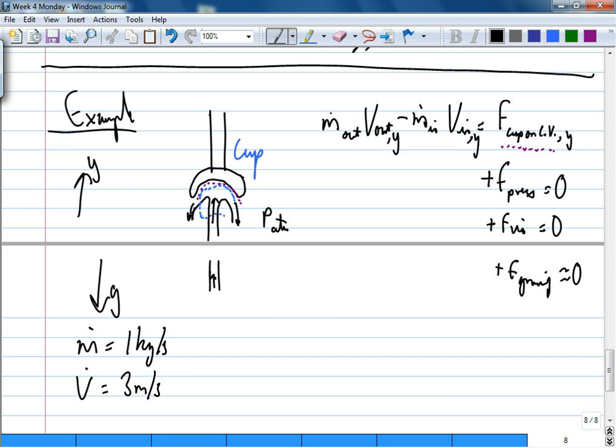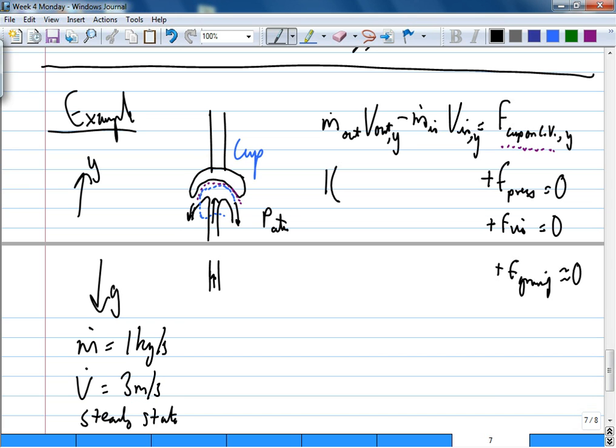So m dot out, V out, or m dot out is okay. That's 3. So if 3 kilograms, 1 kilogram per second go in, 1 kilogram per second must come out. It's steady state, right? Okay, so 1 kilogram going out. The out direction, positive or negative?